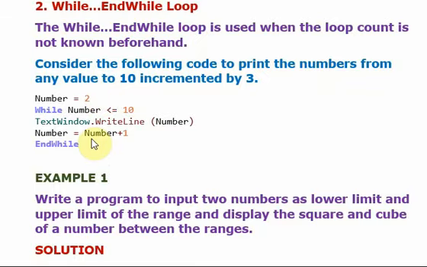Now we are moving to example 1. Write a program to input two numbers as lower limit and upper limit of the range and display the square and cube of a number between the ranges. This is like, say you are taking the number 5, square of 5 is 25, cube of 5 is 125.